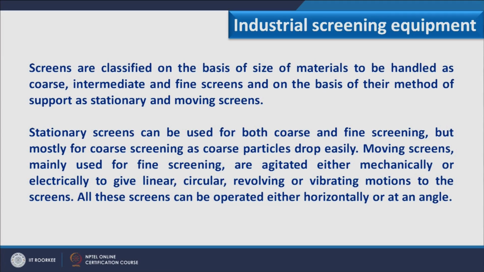Stationary screens can be used for both coarse and fine screening, but mostly for coarse screening as coarse particles drop easily. Moving screens, mainly used for fine screening, are agitated either mechanically or electrically to give linear, circular, revolving or vibrating motions to the screens. All these screens can be operated either horizontally or at an angle.